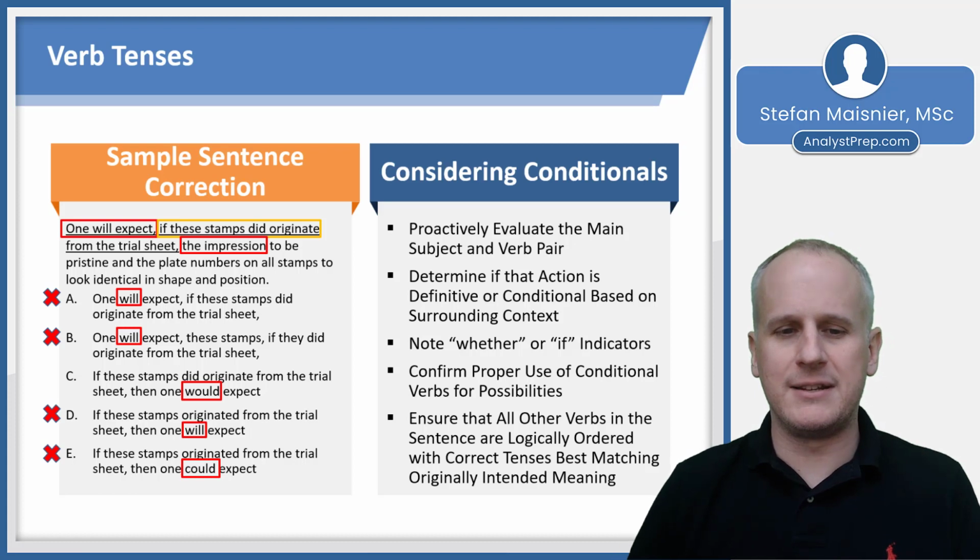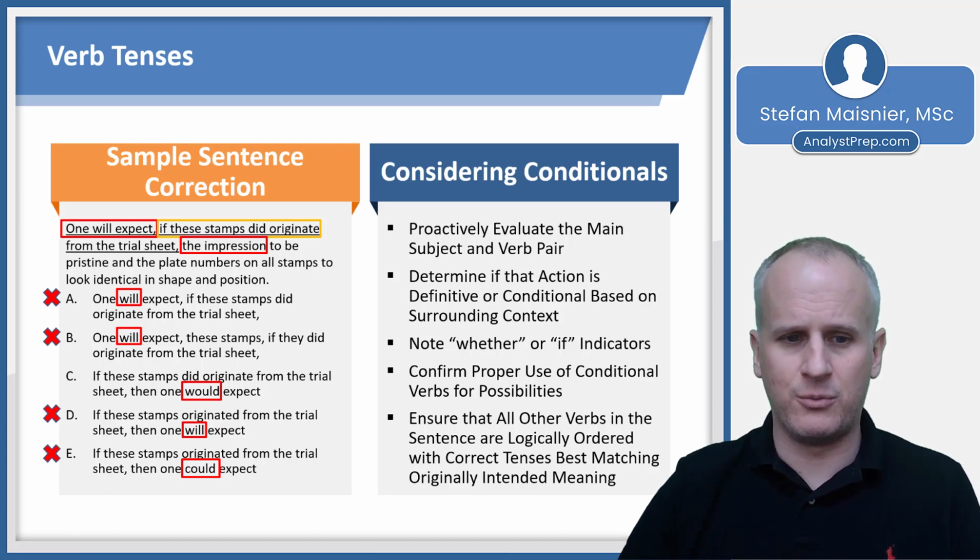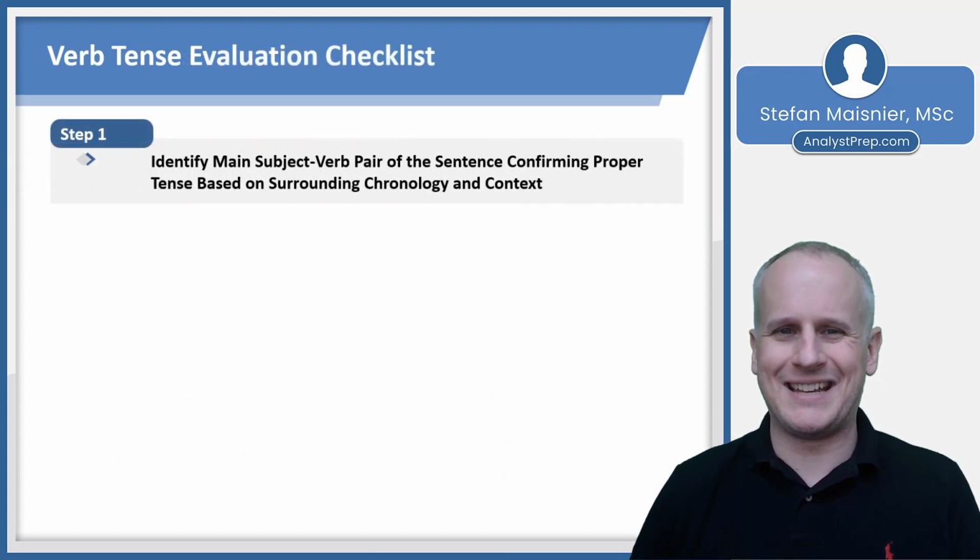And of course, we read the sentence back into the original using our choice to make sure that the intent is what was originally stated in the first option. If these stamps did originate from the trial sheet, then one would expect the impression to be pristine and the plate numbers on all stamps to look identical in shape and position. And yes, that captures the original intent of the sentence as it was written and introduces no errors while fixing the will-would error that we started our evaluation with, and we can happily select C at that point. So now let's just consider our verb tense evaluation checklist.